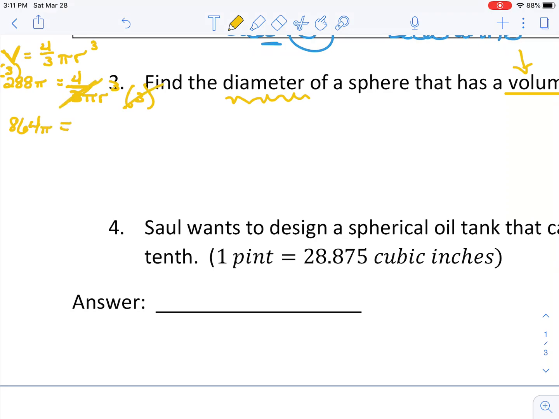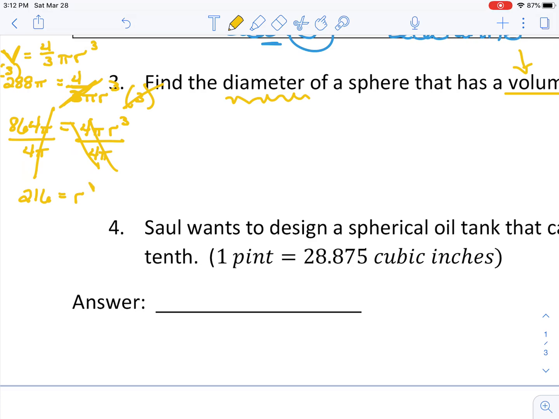Now remember, the whole reason we did this is to make this go away. So the 4 is still there, the pi is still there, the r to the third is still there, but that's it. I'm now going to divide both sides by 4 pi. If you do that in your calculator, be very careful how you type it in. It's much easier just to say, hey look, pi cancels itself out. All I need is the 864 divided by 4. And if I do that, I get 216.